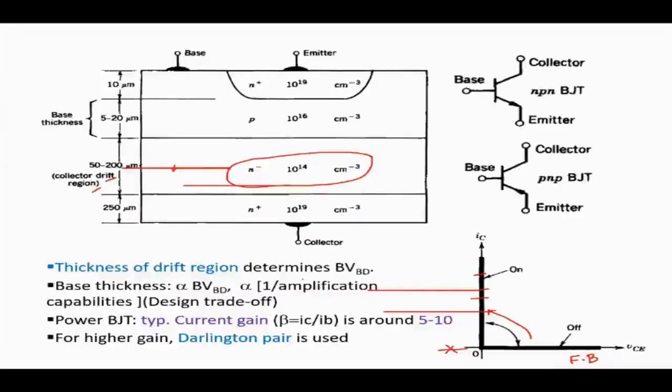And as usual, the thickness of drift region will determine this breakdown voltage. So if you want to increase breakdown voltage, you increase the thickness of this drift region. But due to this drift region, your effective resistance goes up. The current amplification factor comes down. So it's a design trade-off. If you want higher current, you generally connect BJT in a fashion known as Darlington pair. I think most of you are familiar with this structure.